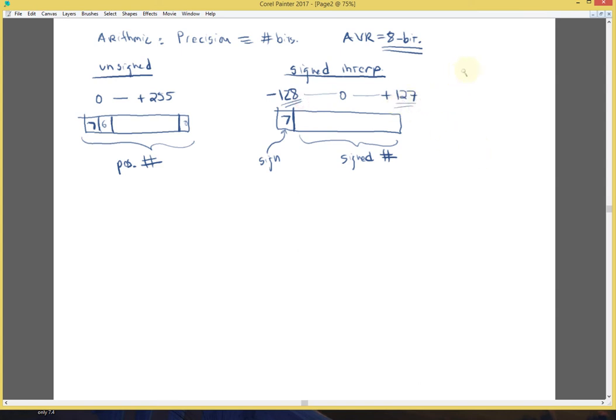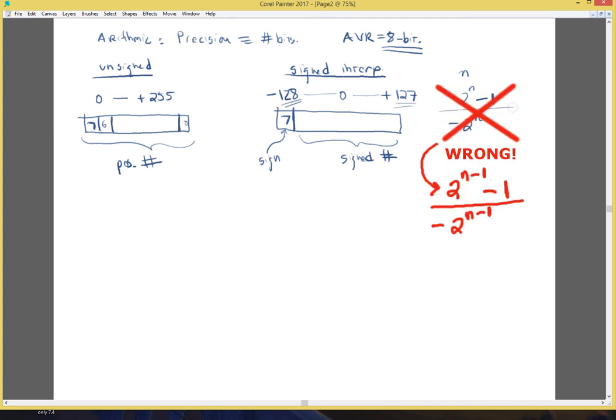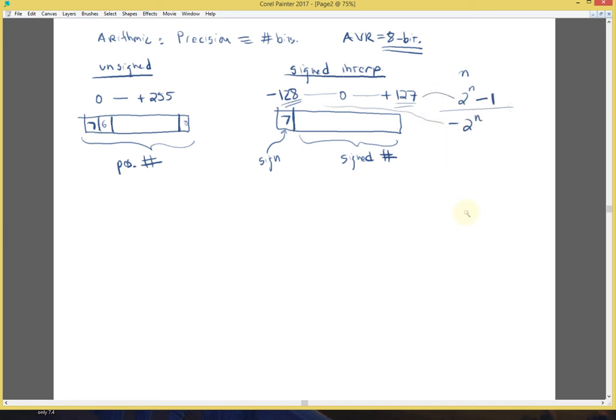So if you have n bits, then you can represent up to 2 to the n minus 1 on the positive scale and -2 to the n on the negative side. Okay, so that's this and that. The same holds if we had 4 bits. Suppose we have 4-bit arithmetic, just because this always works.